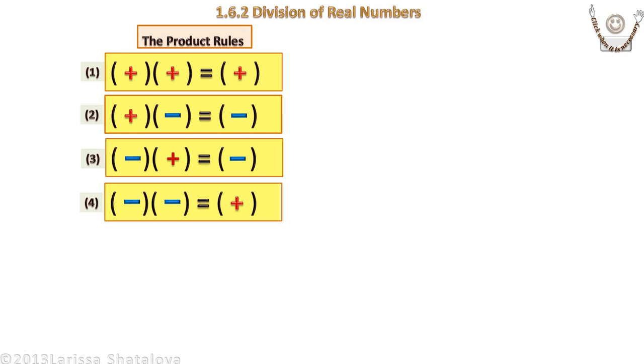Division of real numbers. Let's look into the product rules one more time. Positive times positive, result is positive. Positive times negative, result is negative. Negative times positive, result is negative. Negative times negative, result is positive.